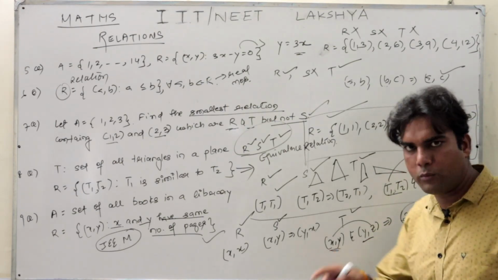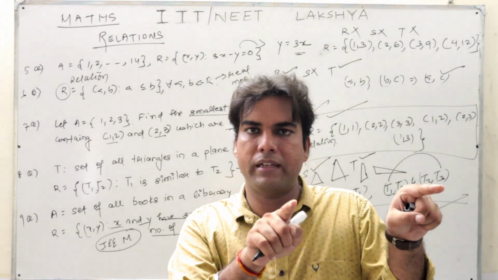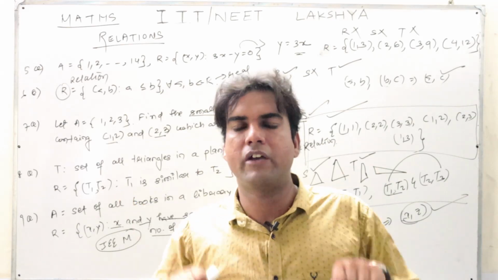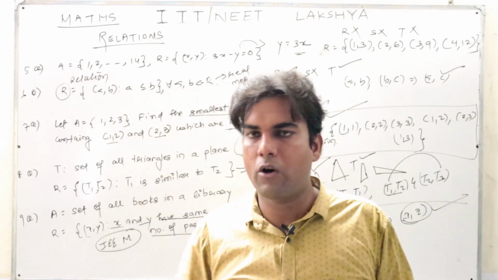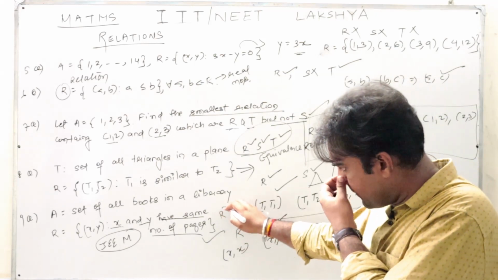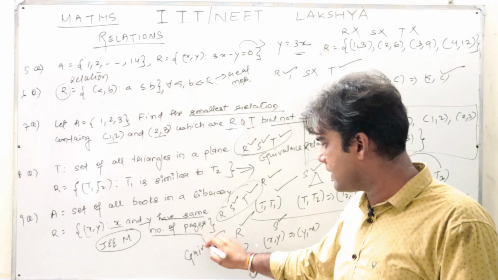X and Y, two books, have the same number of pages, and Y and Z also have the same number of pages. Let us say X and Y have 100 pages each, Y and Z also have 100 pages, so X and Z also have how many? 100 pages. So it is transitive also. It means this is reflexive, symmetric as well as transitive. It means it is an equivalence relation.